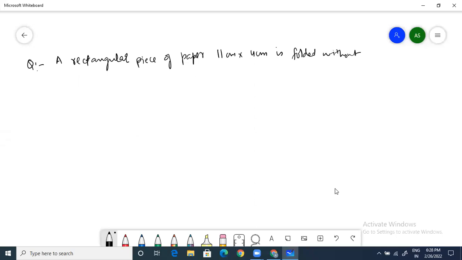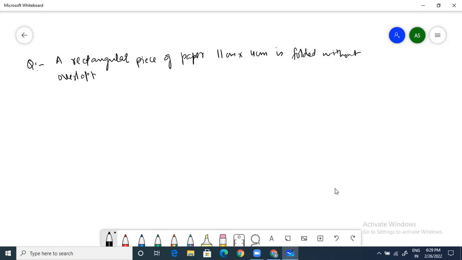Right. So the next question, the final question of the day for this chapter, is this: a rectangular piece of paper, 11 centimeter into 4 centimeter, is folded without overlapping, which means actually it is creating a cylinder only, right?